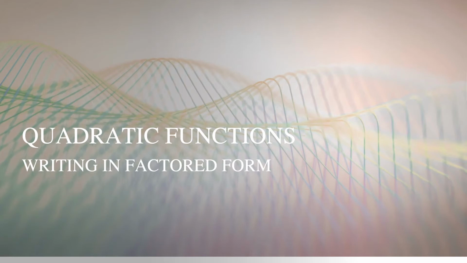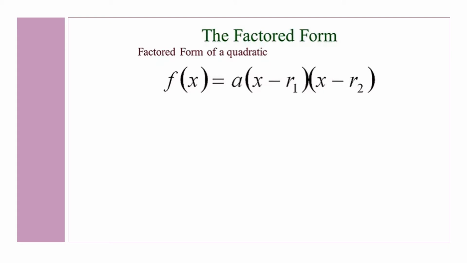Today, class, we're going to learn more about quadratic functions, but this time we will be writing them in standard form from a graph. Here's the factored form of a quadratic formula: f of x, which is y, is equal to a times the quantity of x minus r sub 1 times the quantity of x minus r sub 2, where r sub 1 and r sub 2 are the zeros or the x-intercepts.